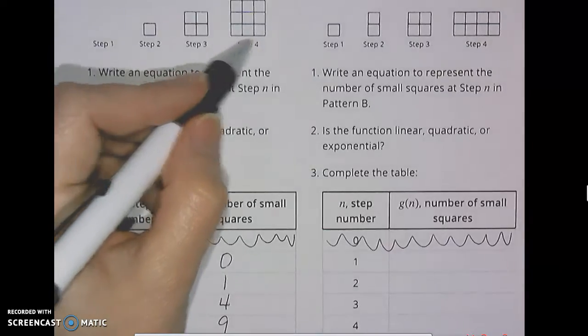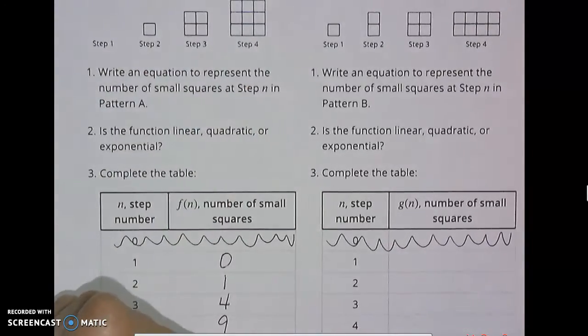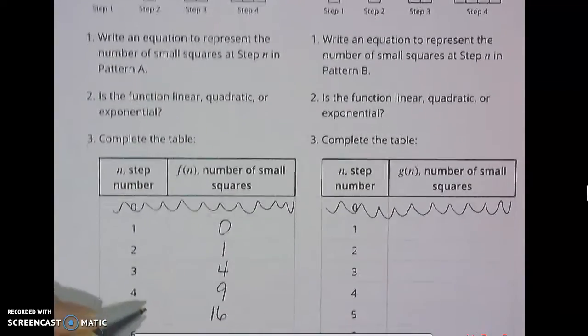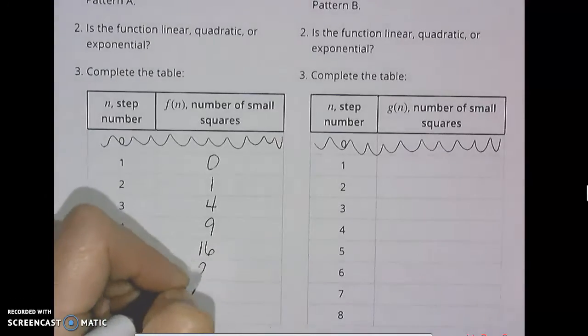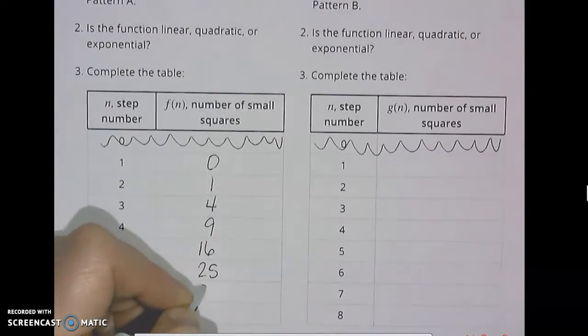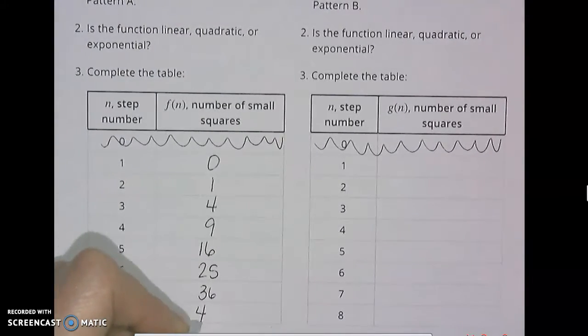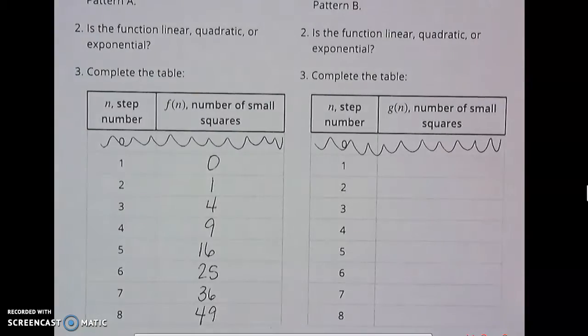If we increase the length and the width by 1 square each, we would have a 4 by 4, or 16. Continuing on that, we would have 25, 36, and then 49 squares.